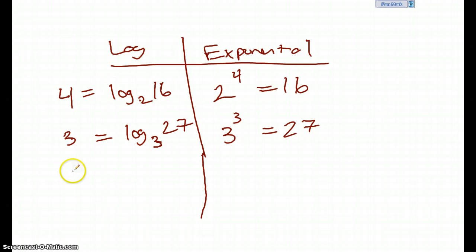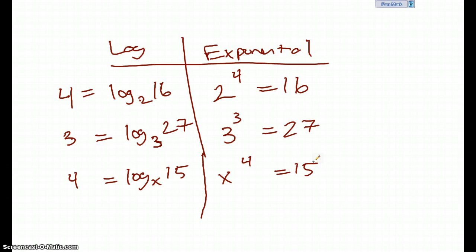Well, where would this come in handy? Suppose we had a logarithmic equation to begin with. So let's just say that 4 equals log base x of 15. Okay, well in this case we want to isolate x, so it would be useful to go back into exponential form because we know that 4 is the power on x that gives me 15. So now I could solve using whatever rules I need, in this case raising both sides to the 1/4 power.